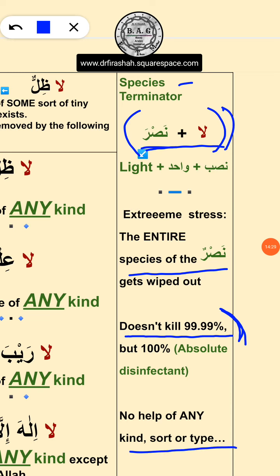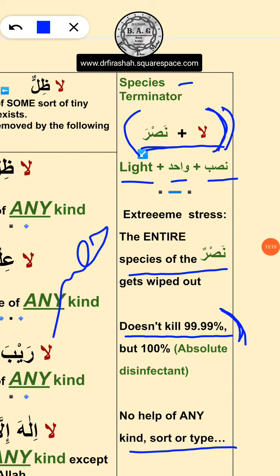Now, how do you make this pattern? You simply make the ism right next to la as light. You remove its tanween, then you make it wahid, it has to be wahid, of course, then you make it nasab. La nasra. So if you have this formation, it means that it is the absolute terminator, or you could call it absolute negation, total negation. There are many terms for this, but the actual term is hasr.